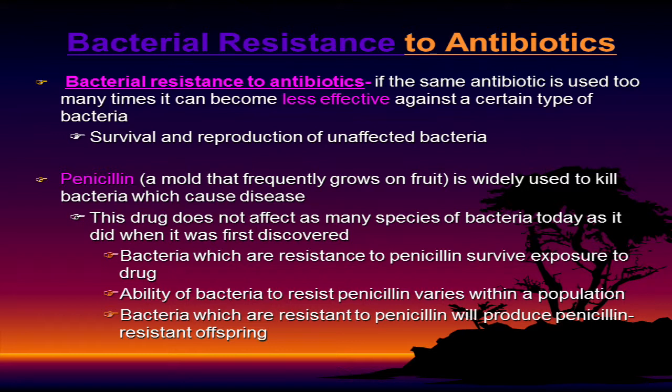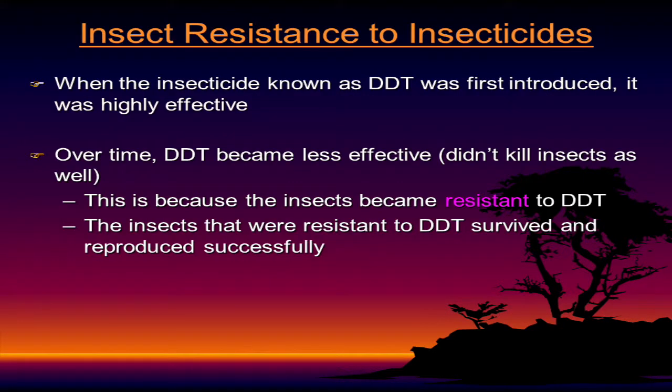This is another reason why we have to make new antibiotics and can't use the same ones forever. The same goes for insect resistance. Over time, insects become resistant to insecticides, making them less effective against insects.